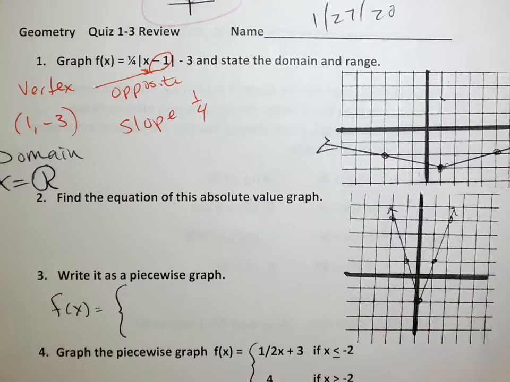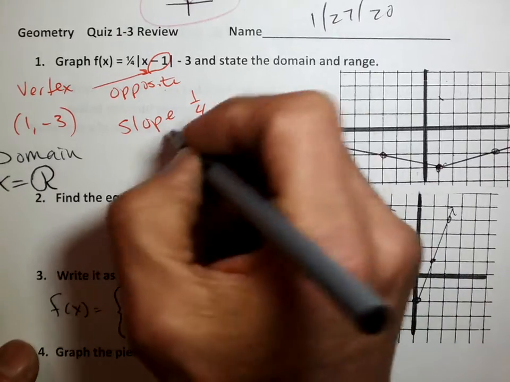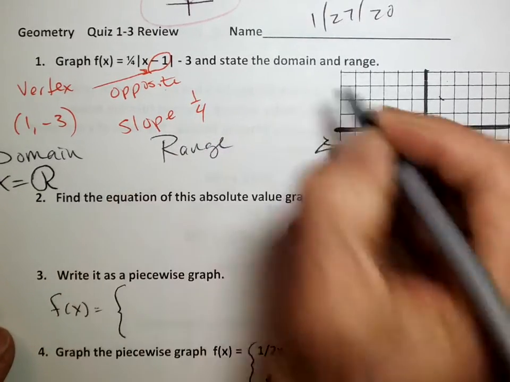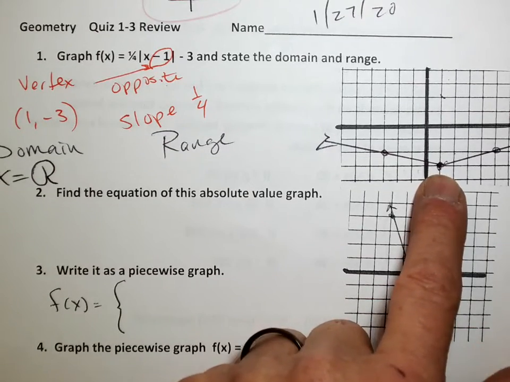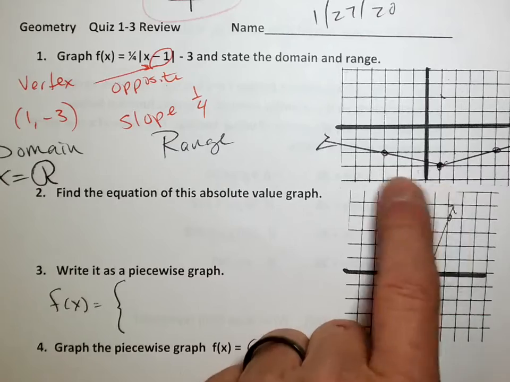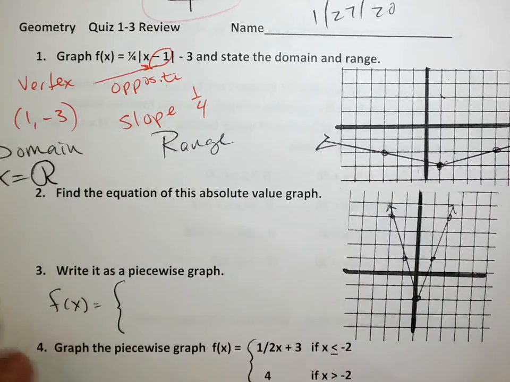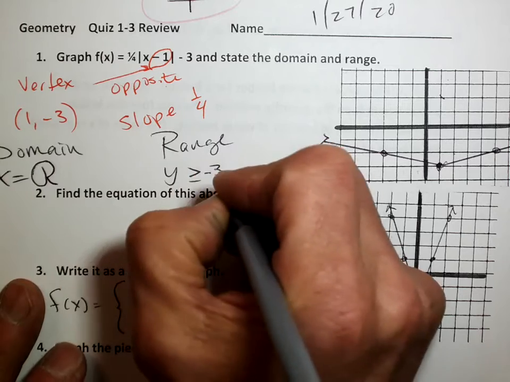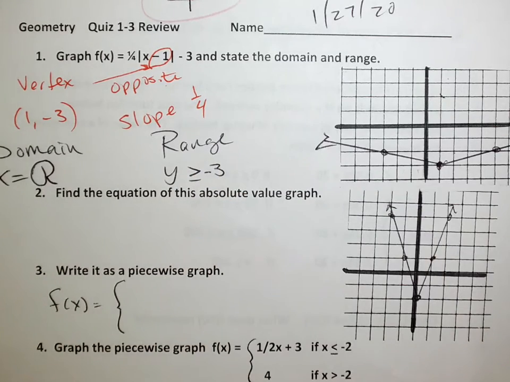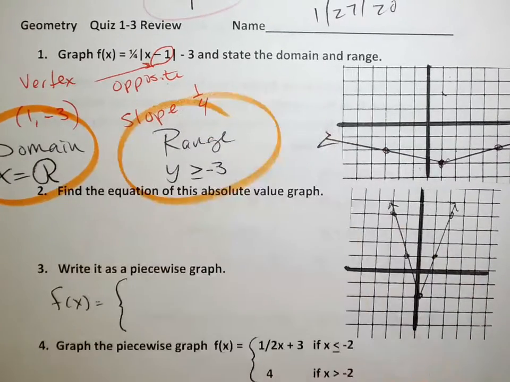And then the range, reach for your range. So the range is how high, or the y values. Well, it starts at a height of negative 3 and goes up. It has no y values below negative 3, so its range is y is greater than or equal to negative 3. How am I doing? Okay, good. Thanks, Cole. All right.